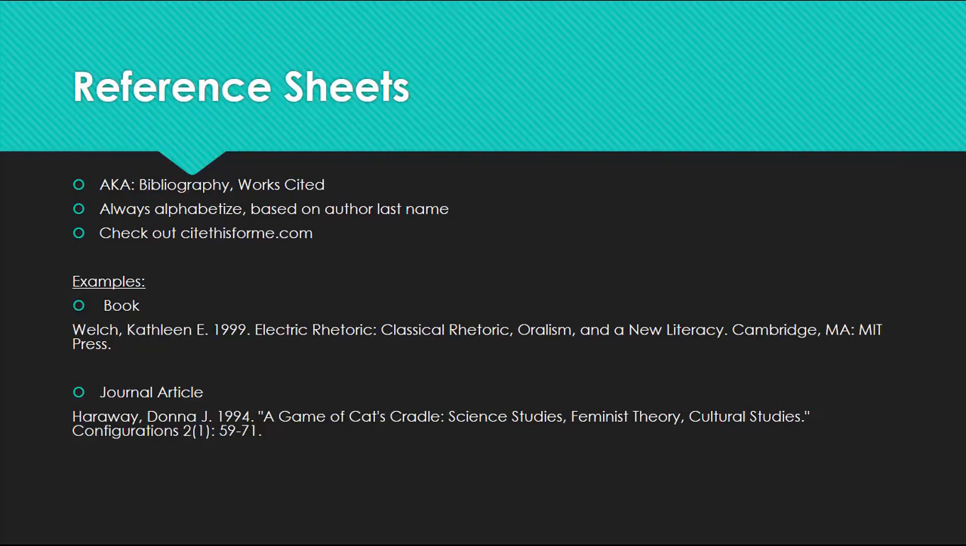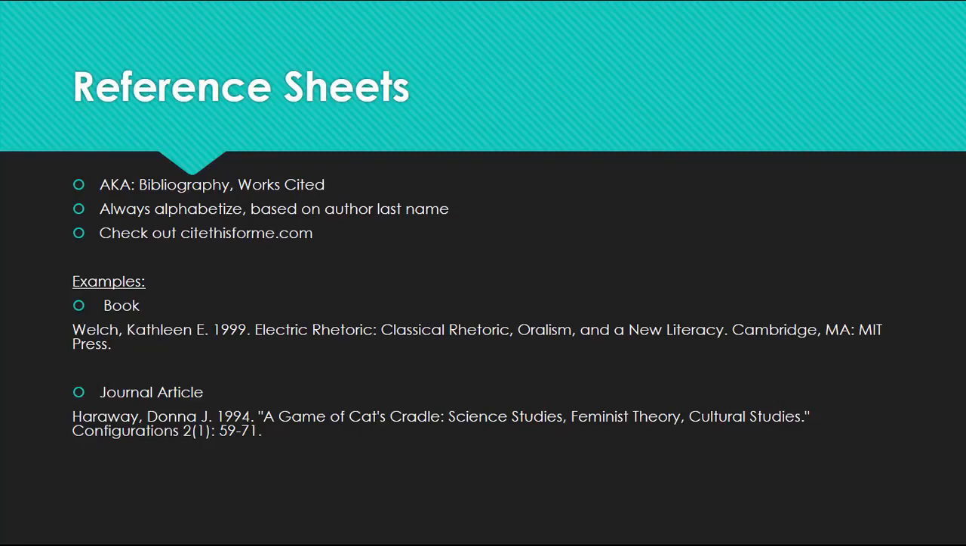Check out CiteThisForMe.com. They have a lot of tools there to help you put together a reference sheet that will look good, right? Now, with that said, check with your professor before you use that, because they might want you to put it together from scratch and by hand. But a lot of us professors don't really care if you use tools like Cite This For Me. And if your professor does allow it, then you should use it because it helps.